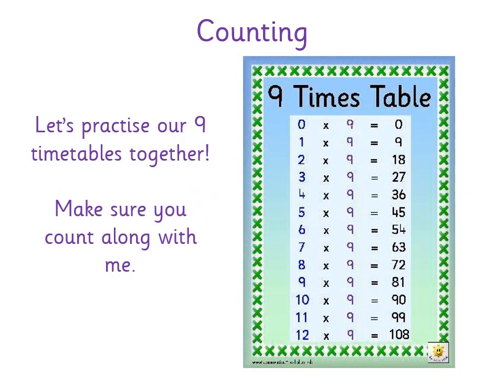So we're going to count in our 9s times table, so let's count together. Please make sure you're counting along with me, I don't want to do it alone. 0 times 9 is 0, 1 times 9 is 9, 2 times 9 is 18, 3 times 9 is 27, 4 times 9 is 36, 5 times 9 is 45, 6 times 9 is 54, 7 times 9 is 63, 8 times 9 is 72, 9 times 9 is 81, 10 times 9 is 90, 11 times 9 is 99, 12 times 9 is 108.